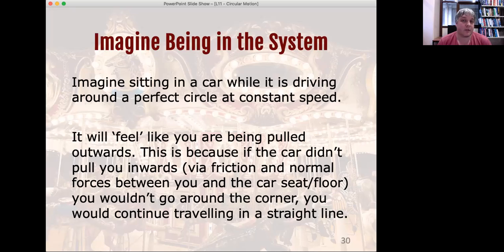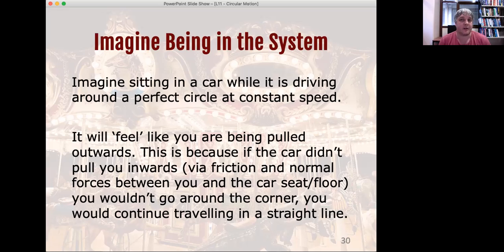And that's because the car is pulling you inwards. It's that centripetal force that we talked about. In order for you to travel in a circle, your velocity has to be constantly changing direction, which means you have to be constantly accelerating towards the center of the circle, which means there has to be a constant force on you towards the center of the circle. And because you are being pulled towards the center, it feels like you are resisting that, and it feels like you're actually being pulled outwards.